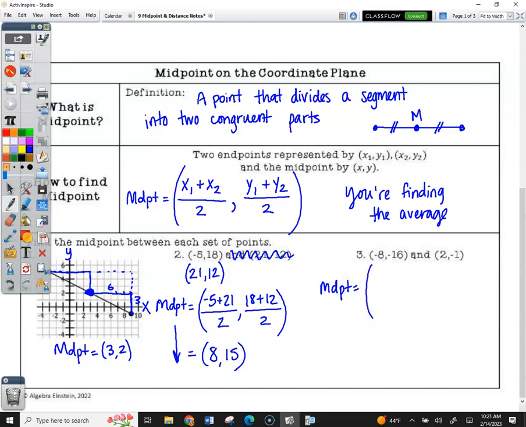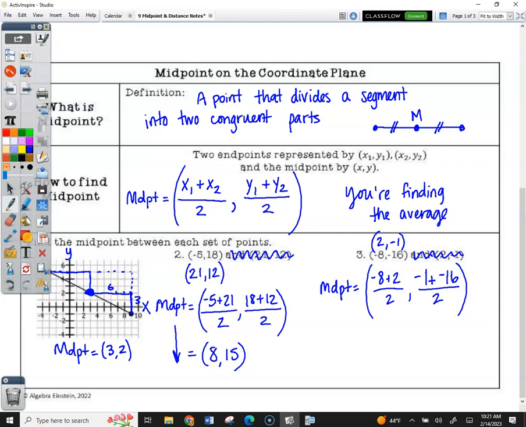So we're taking the x's. I'm going to mark this out and I'm going to put it right here. It was 2 comma negative 1. I do that so that I can keep my x's together and my y's together. We're not stacking them, subtracting. That's slope, right? But I am stacking them so I know, okay, these numbers go together and these numbers go together. All right, so we've got negative 8 plus 2 all over 2. Negative 1 plus negative 16 all over 2. Or you could write negative 1 minus 16, same thing. Plus negative means minus, right?